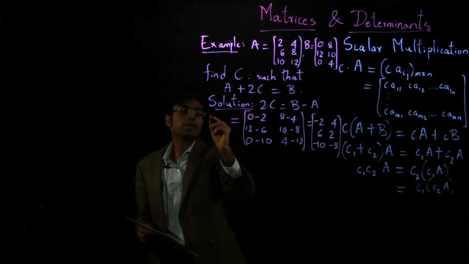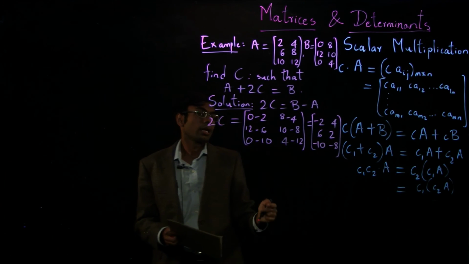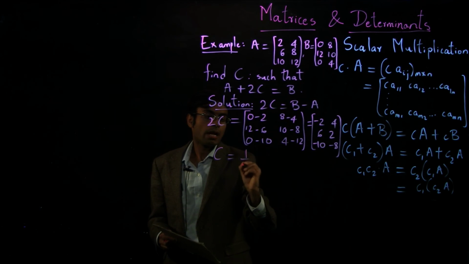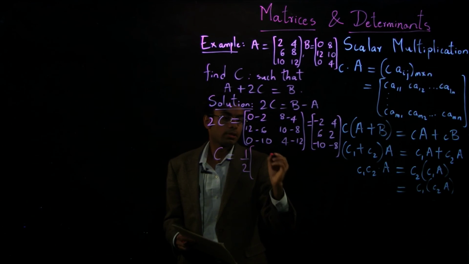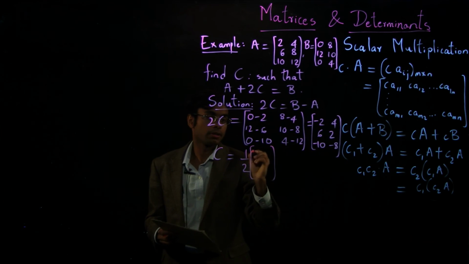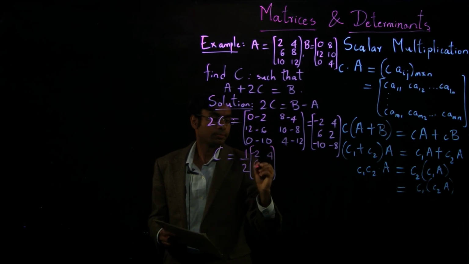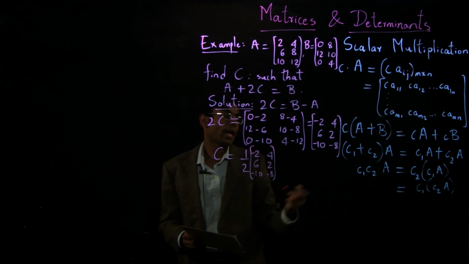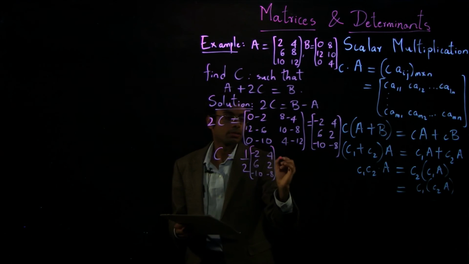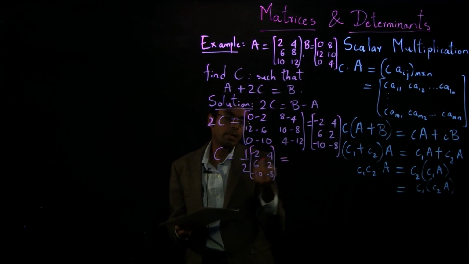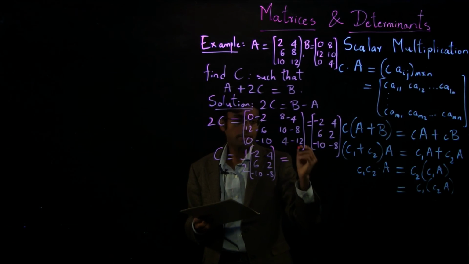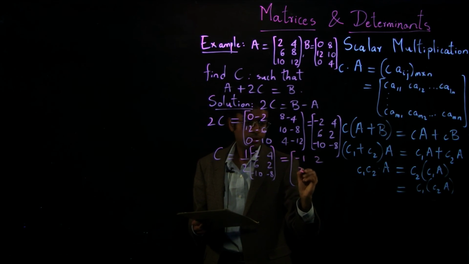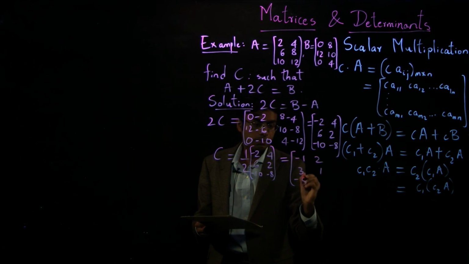And then you've got the value of 2C here, and so to get C, you have to do half of this matrix. Using the rules of scalar multiplication, you just divide each element by 2, and you have your value of C, which is minus 1, 2, 3, 1, minus 5, minus 4.